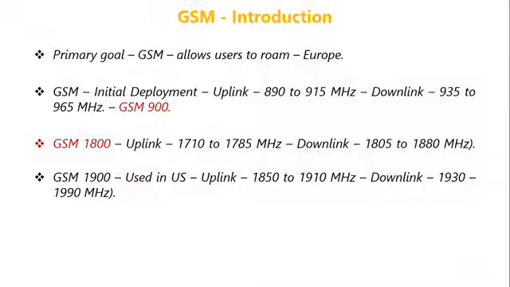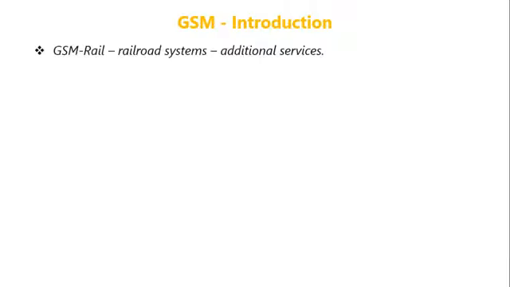There is a GSM system that was used in several European countries for railroad systems, and that particular GSM is called GSM rail, or in short, GSM-R.